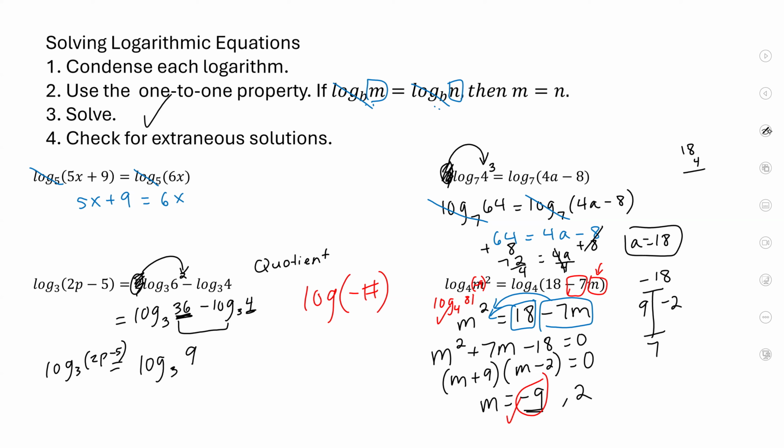Let's plug in the 2 and make sure that it remains positive. So if I plug in 2's into the original problem, a 2 here and a 2 here. 2 squared is 4. That's positive. If I plug in a 2 here, I get 18 minus 14. Is that still positive? Okay, good. So these are both answers. Yes. If you get a negative anywhere inside of a log, it's not an answer. It's extraneous, but these two work.